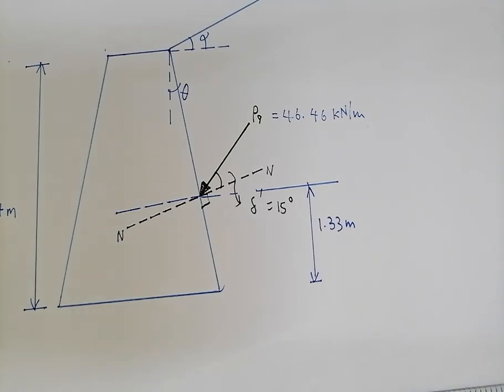So we are done with lecture 3 part 1. All right, and then we will continue with lecture 3 part 2. So in part 2, basically we will apply all the knowledge that we have so far to check the stability of our retaining wall. Okay, so all right, that's it for now.